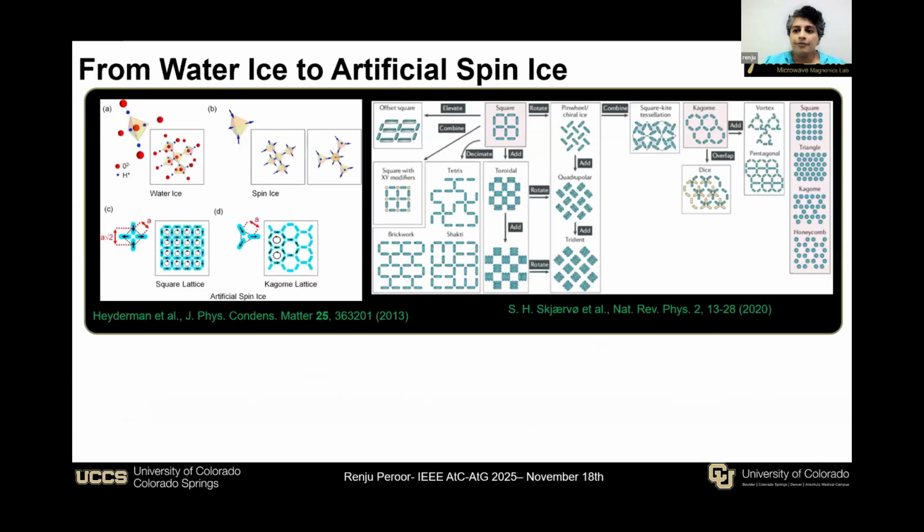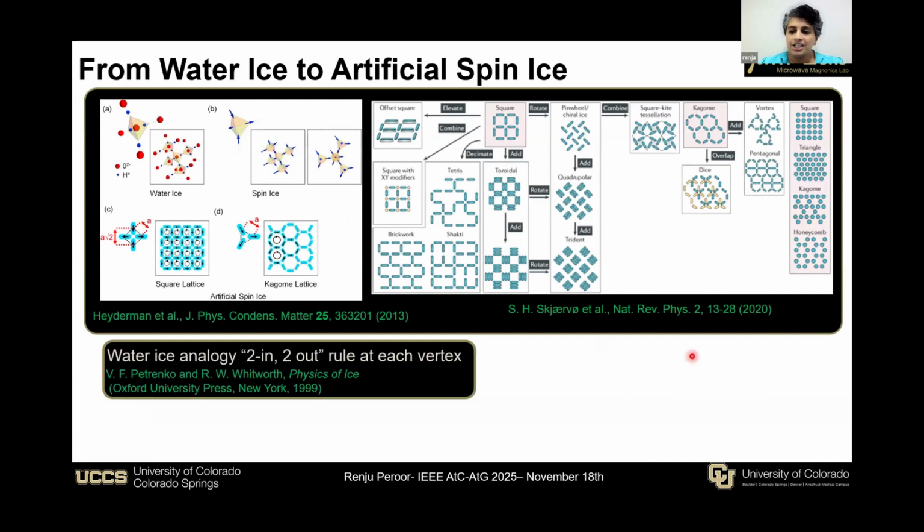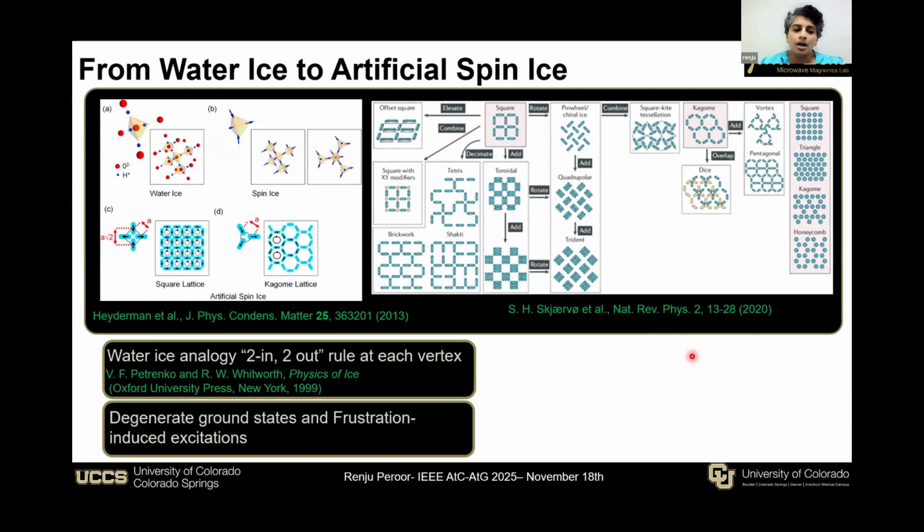So before I dive deep into my experiment and the results, let me briefly walk you through the spin ice and also the artificial spin ice. The spin ices have a frustrated lattice structure where the spins obey the 2-in, 2-out rule at each vertex, similar to that of the water ice. The main examples of the spin ices are natural materials like pyrochlores. It leads to degenerate ground states and the frustration-induced excitations.